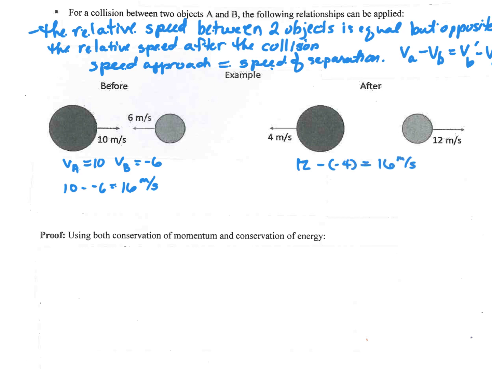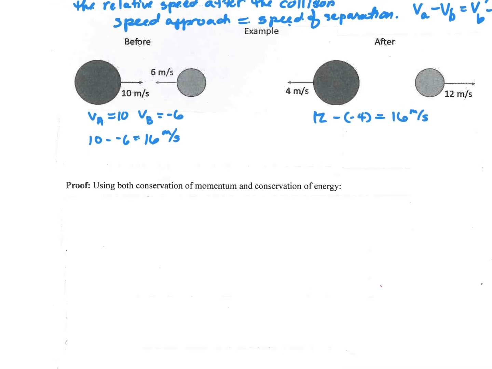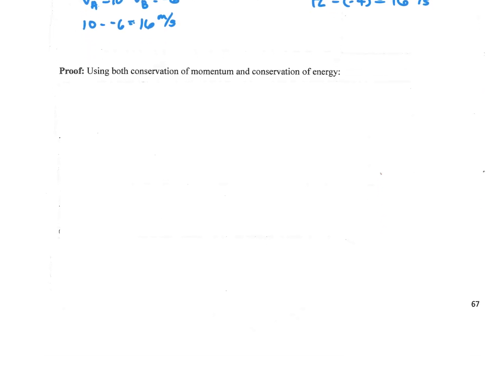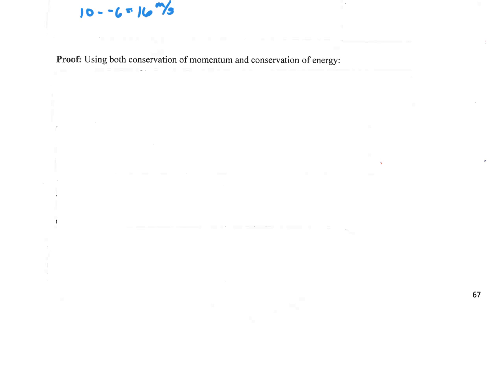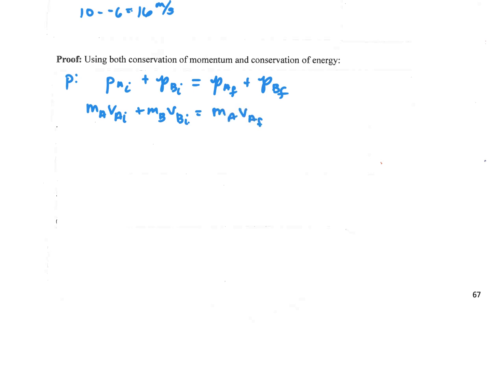Now, relative speed. How do we use conservation of momentum and conservation of energy to find equations? How could we prove this? So by momentum, we know that the momentum of A initial plus the momentum of B initial has to equal the momentum of A final plus the momentum of B final. Okay? So now let's start plugging things in. This is M sub A, V sub A initial, plus M sub B, V sub B initial, equals M sub A, V sub A final, plus M sub B, V sub B final.